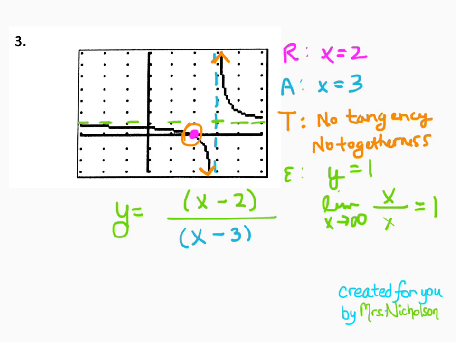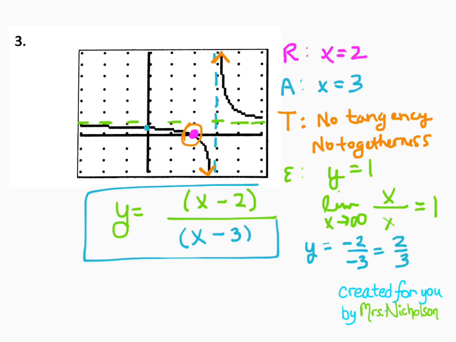And finally, the y-intercept. If I plug in zero to the equation that I have, I get negative 2 over negative 3, or positive 2/3, and that seems to be a reasonable number for where this graph is crossing the y-axis. So I think we've got a good equation here, x minus 2 over x minus 3.